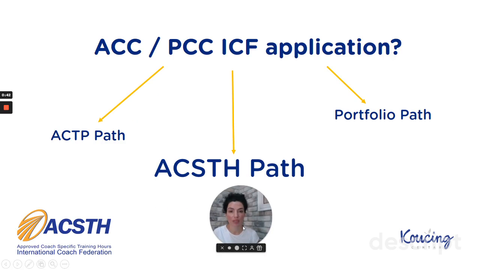And this video is dedicated to those who want to apply for level PCC through the ACSTH route. But before diving into details about the PCC ACSTH path, I just want to repeat some things in general. Whether you are applying for your ACC or PCC ICF application, you have three paths. One is called ACTP, and for this path, eligible are candidates who have completed a coach training program which already has ACTP credentials.